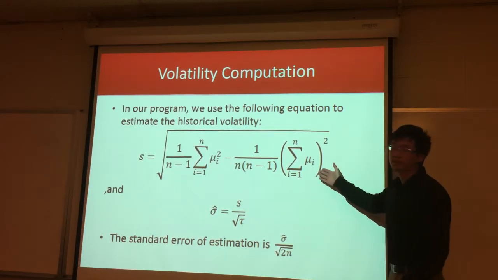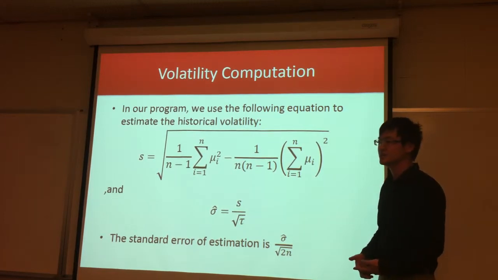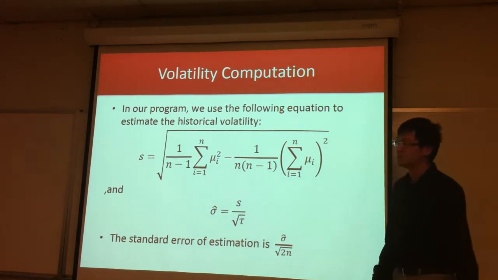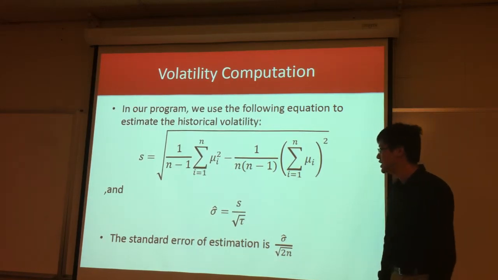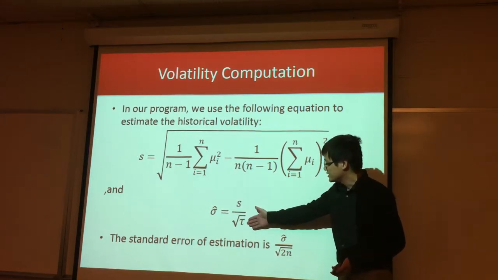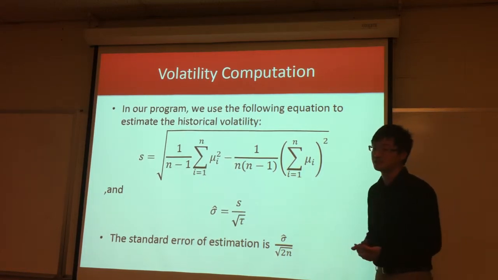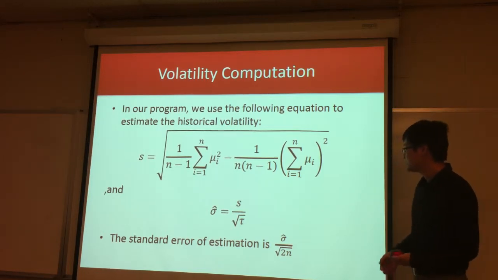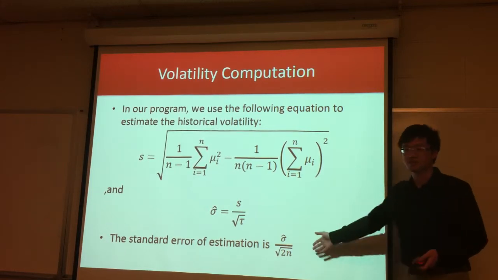The mu here is the stock returns, and n is the number of observations we used in the data. And s here is the estimation of the standard deviation. It presents the annual volatility, and if you want to get the daily or monthly volatility, you need to divide by the square root of the time. And also, when you get the estimation of the volatility, you can calculate the standard error by this equation.